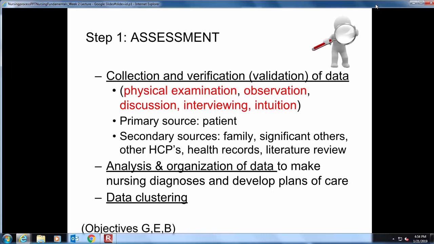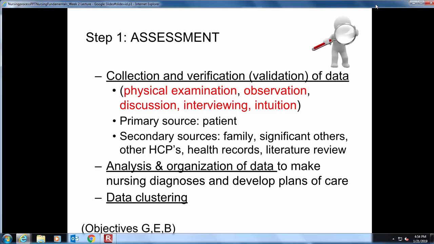It's important to always validate data to make sure it's accurate. Make sure your observations, what the patient or family is telling you, and what your physical assessment shows make sense with one another. Data clustering is a way of organizing data and grouping similar data. For example, lung sounds, respiratory effort, and shortness of breath could be clustered together.